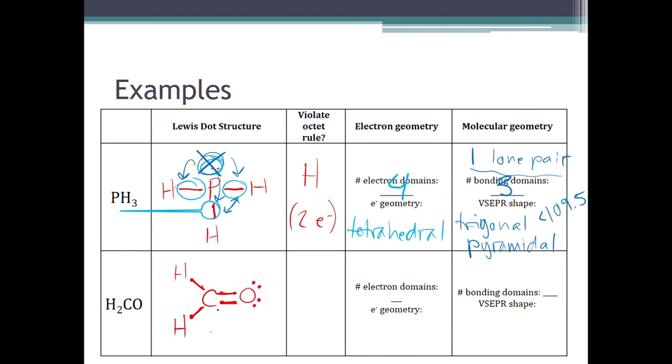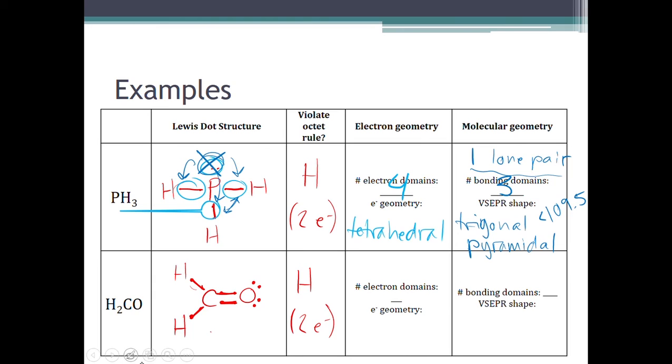And again, we'll check on our octet rule. Oxygen here has 2, 4, 6, 8, so that's good. Carbon has 2, 4, 6, 8, so that's good. Each hydrogen, again, only has 2, but that's okay. That is a violation of the octet rule, but it's one we expect. Hydrogen will always violate the octet rule.